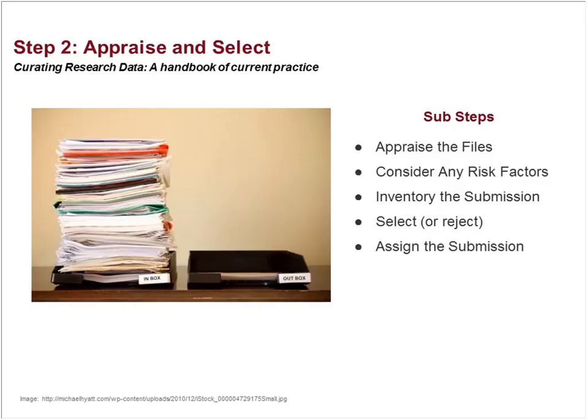We'll do an inventory of the submission. We'll assess what we have, what are the files, what are the file types, what are the sizes, and then make a decision. Are we selecting this for ingest into our curation and potentially our repository, or are we maybe suggesting that they submit to a different curation service or a different repository?